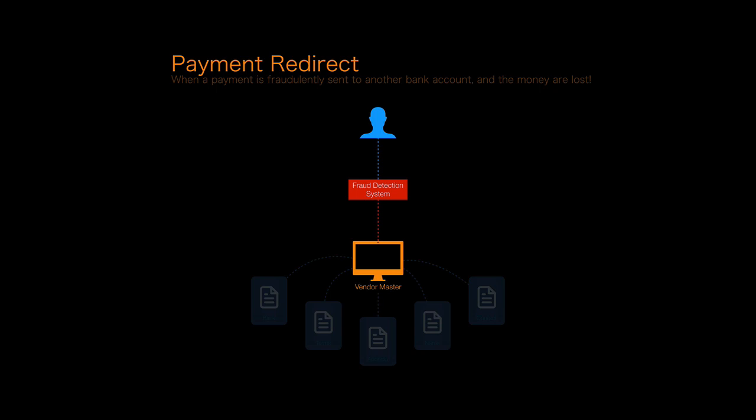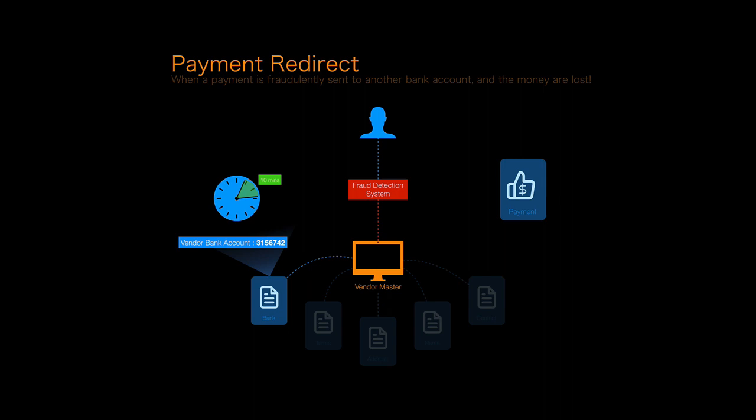Now consider a user with valid access to the vendor master system accesses the same vendor record twice in a short period of time, changing the bank account to a new account, and then back to the original, only 10 minutes later. A red flag will be set by the fraud detection system. It looks like someone may be trying to redirect a payment, and then cover their steps.